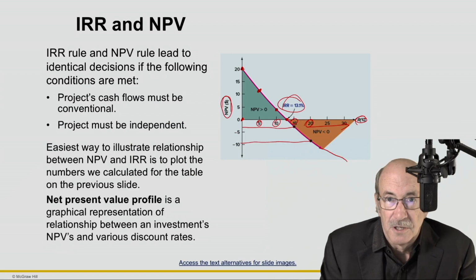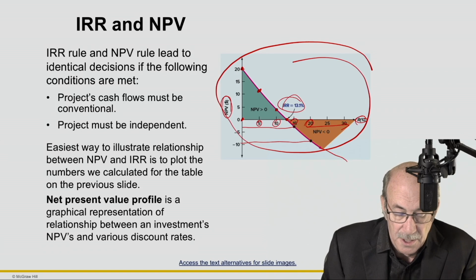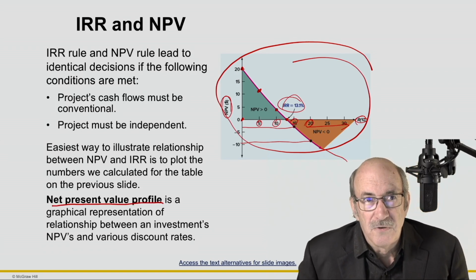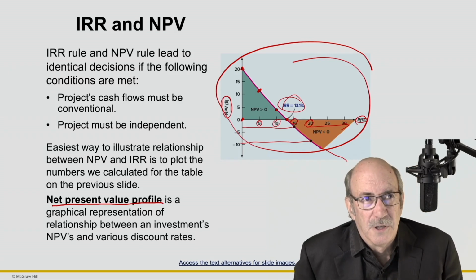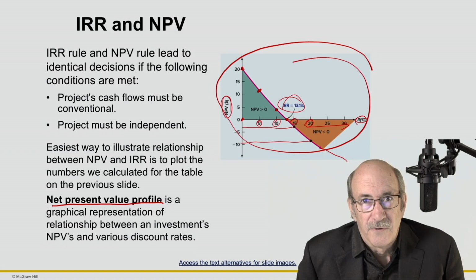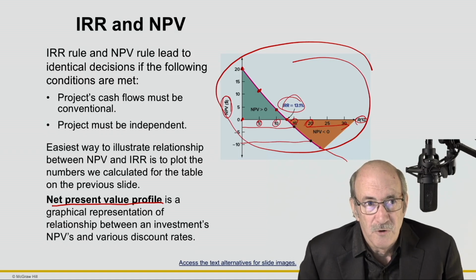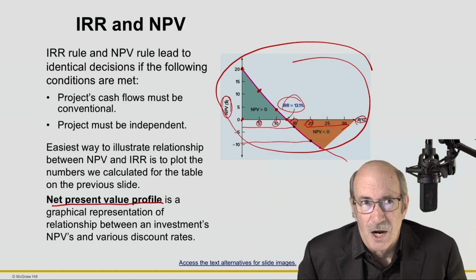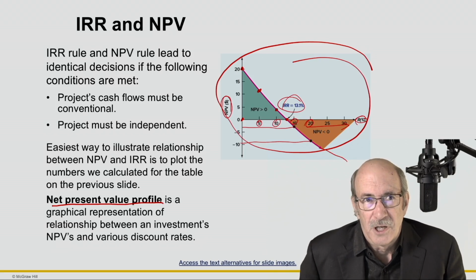And by the way, just let me reiterate this. This diagram right here is known as a net present value profile. Very useful things. Even if we're doing an NPV method, it's useful to take a look at the NPV profile so that we see how close we are to falling into losing money on this project.